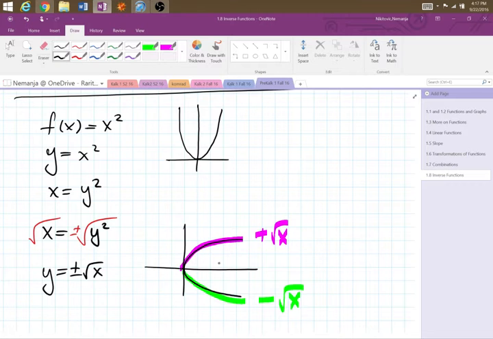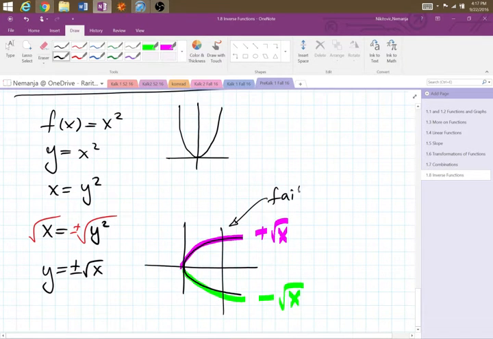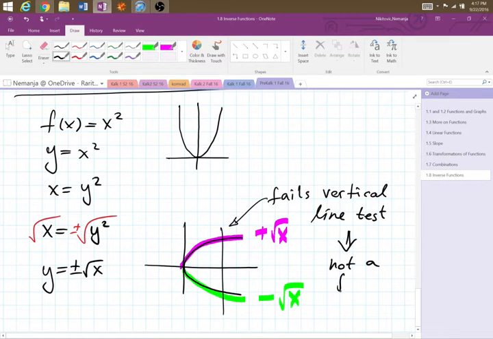Observe that it fails the vertical line test, which implies it is not a function. I have to remember that test, guys. It's a very important test. So it failed. We started with a function. We all know x squared is a function.